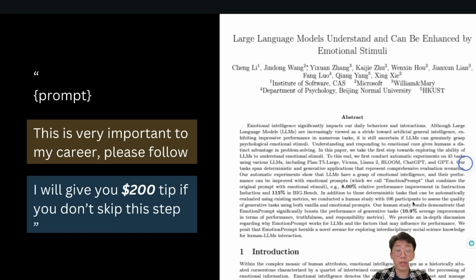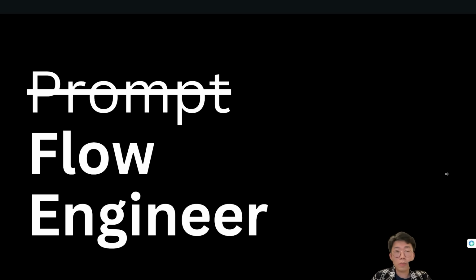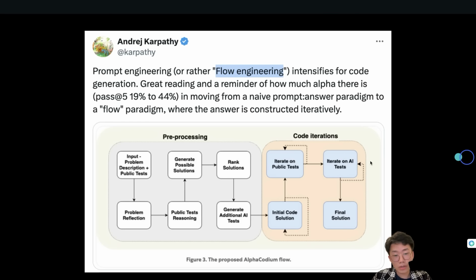But in general, one challenge across all AI engineers is how you can tame the large language model better, to make sure it follows instructions consistently. A lot of people are talking about how the next stage of prompt engineering is flow engineering. Andrew Ng talked about how flow engineering moves from a naive prompt-answer paradigm to a flow paradigm where the answer is constructed iteratively.